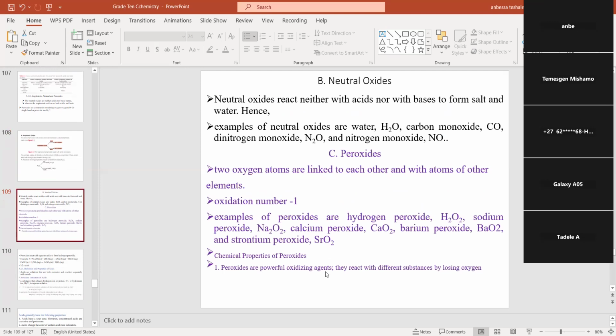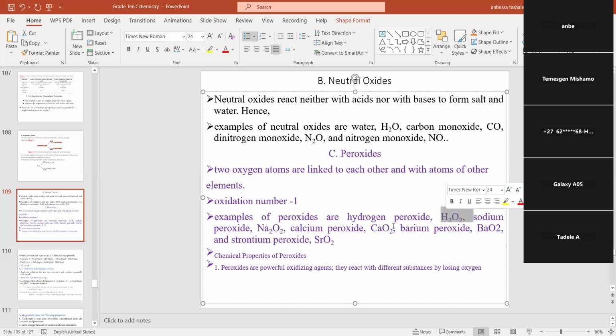Neutral oxide ቅድም እንዳልኩ ነው። የአሲድንም የቤዝንም ባህሪ የለውም። የራሱ የሆነ ባህሪ ነው ያለው፣ ኒውትራል ነው። ኤግዛምፕሎቹ water, carbon monoxide, dinitrogen monoxide, and nitrogen monoxide are some examples of neutral oxide. Peroxide, oxygen a single bond ያለው, its oxidation number -1 የሆነው። For example, here this is hydrogen peroxide, sodium peroxide, calcium peroxide, barium peroxide, and strontium peroxide. These are some examples of peroxide.